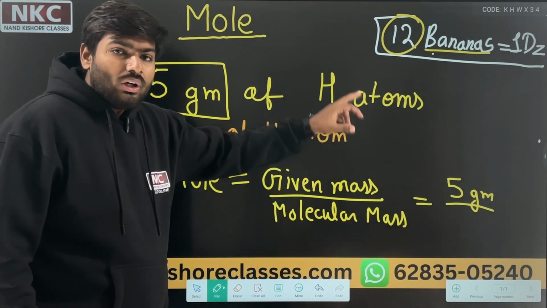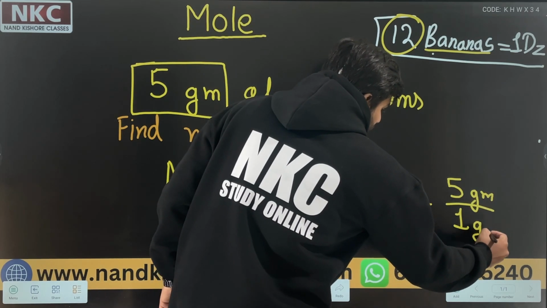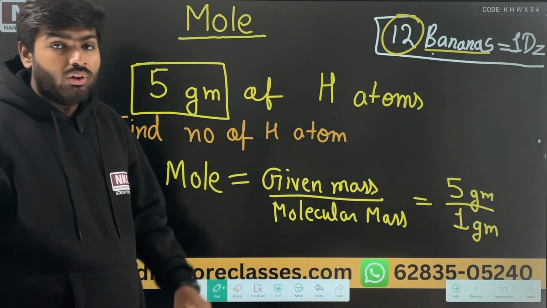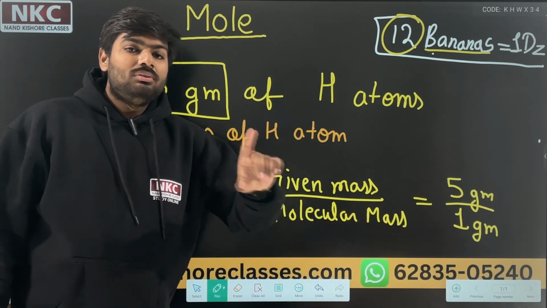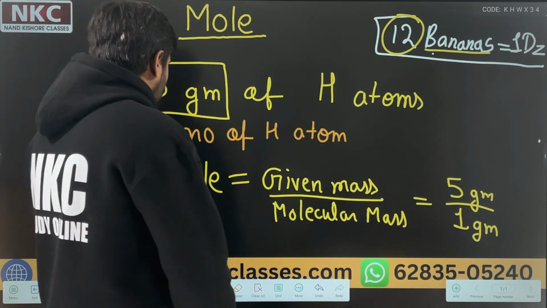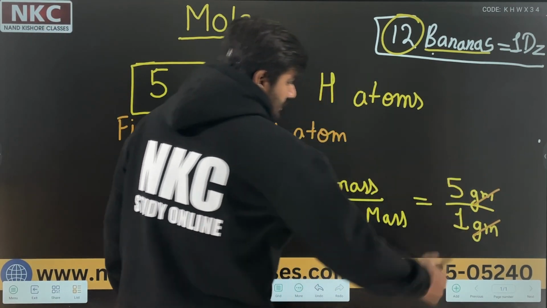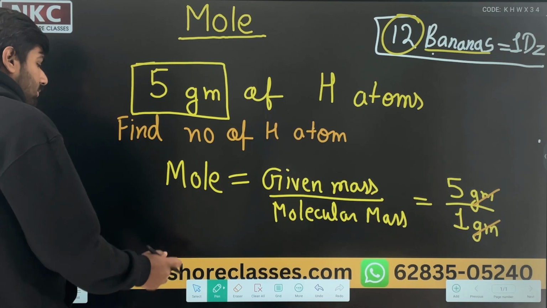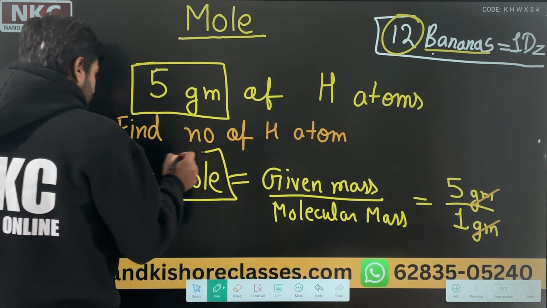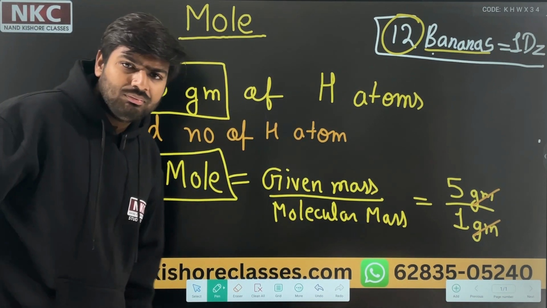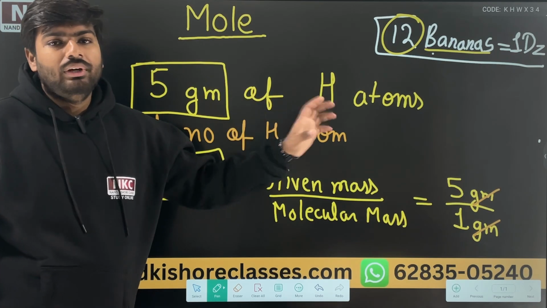The molecular mass of a hydrogen atom is, listen very carefully, 1 gram only. For 1 mole, the molecular mass becomes 1 gram only. So how many moles do you have? Gram will cancel out the gram. 5 over 1 means 5. It means there are 5 moles in 5 grams of hydrogen atom.